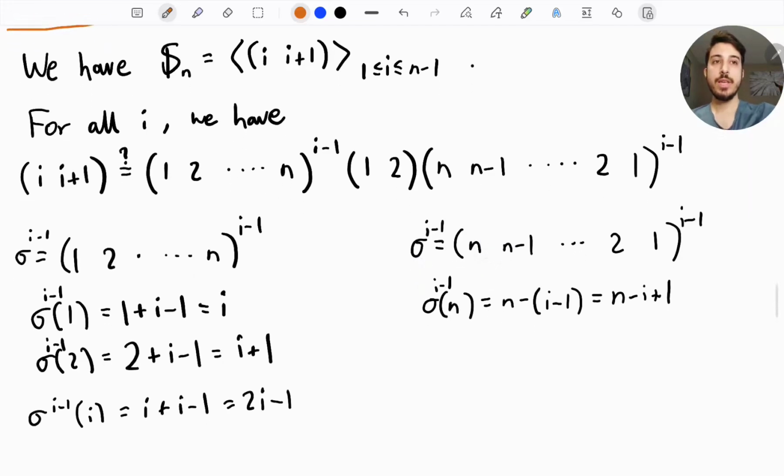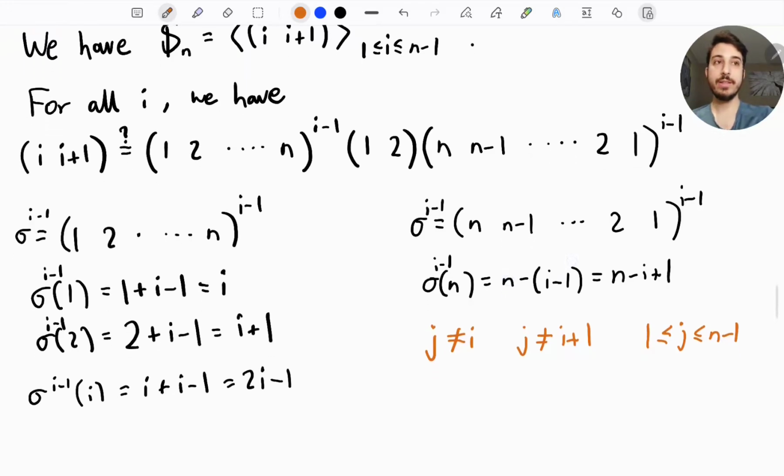So if our element is not I nor I plus 1, so if j is not equal to I, and j is not equal to I plus 1, and j is an element between 1 and n minus 1, then we know for a fact that if we put it here, so j minus I minus 1, it's not going to be equal to I minus I minus 1, which is equal to 1, right?